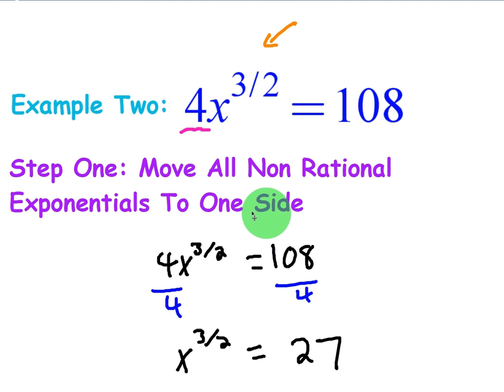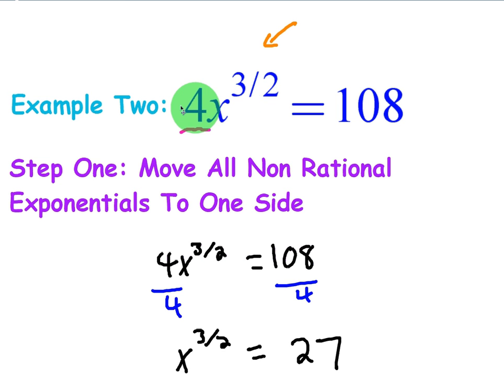We're going to move it to one side of the equation. As I've said before, we're typically going to move those non-rational exponential expressions to the right and keep the rational exponential expressions on the left, meaning those expressions with fractional exponents. So let's be clear about that. In this example we have x to the 3 halves. That's our expression with the rational exponent.